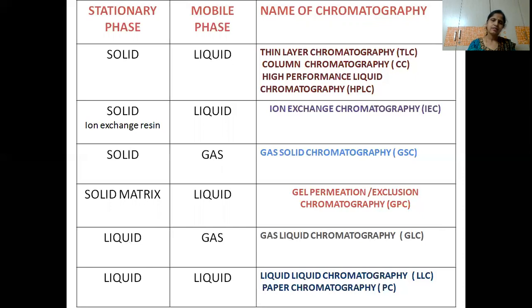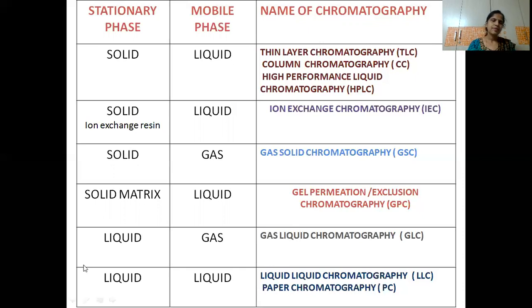And the other type is gel permeation or exclusion chromatography. In this case also, for the stationary phase we use a solid matrix, the gel, where the separation takes place based on the size of the molecules. If the molecules are larger, the larger particles will be eluted first in this case. And the mobile phase is again a liquid. So it is gel permeation.